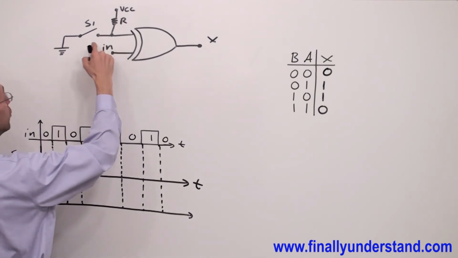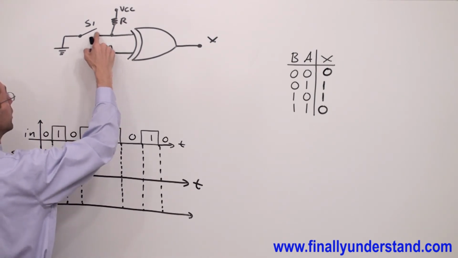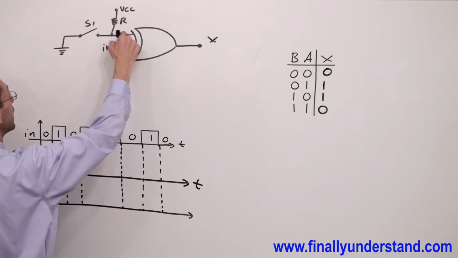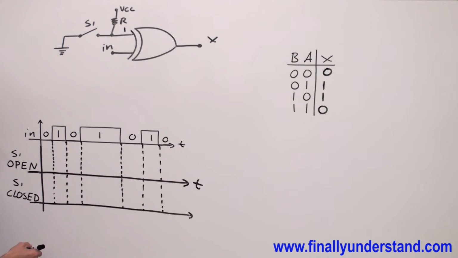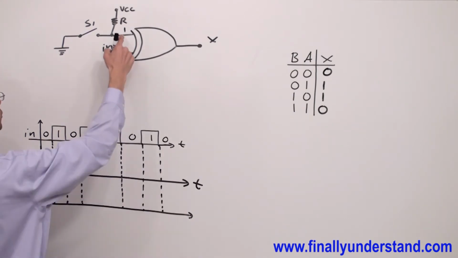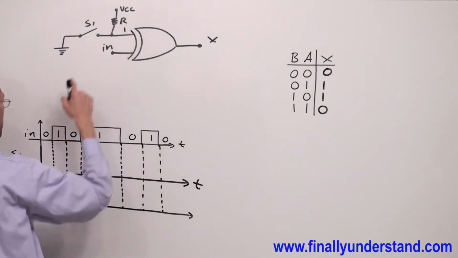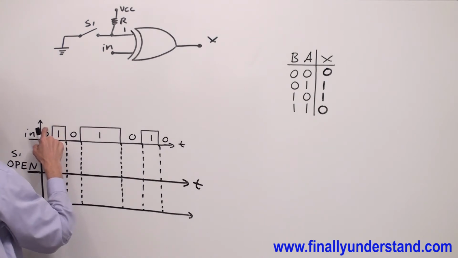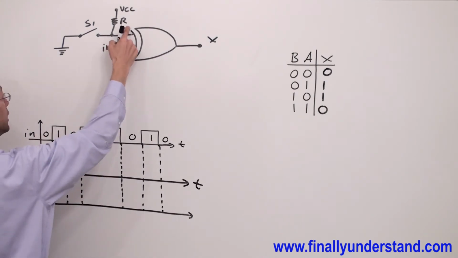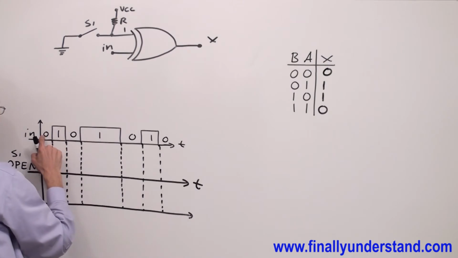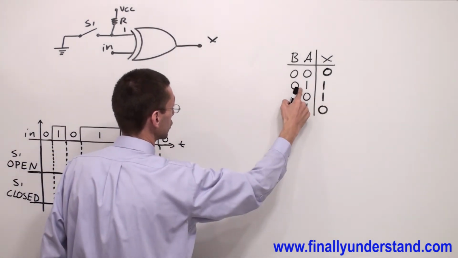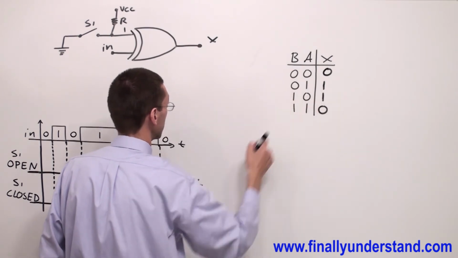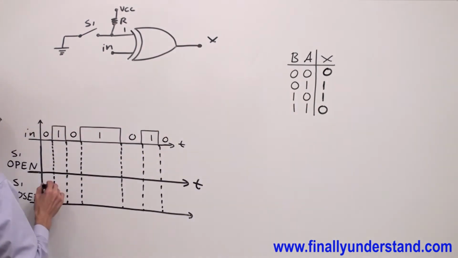Now, when the switch is open, the current will go directly to the gate. That's why I'm going to have logic 1 at this input. Now, I'm supposed to look at this one, and at this moment, this is 0. So we have 1 exclusive OR 0, which is going to give me 1, because 0 exclusive OR 1 gives me 1. That's why I have 1 over here.